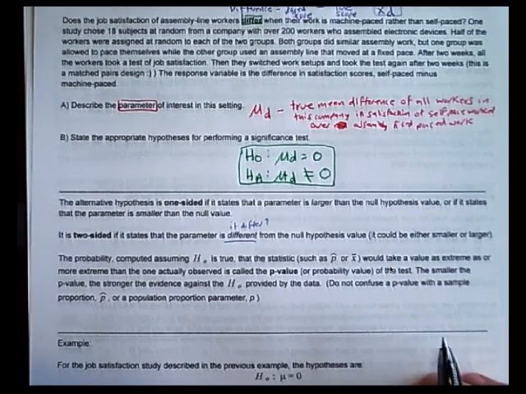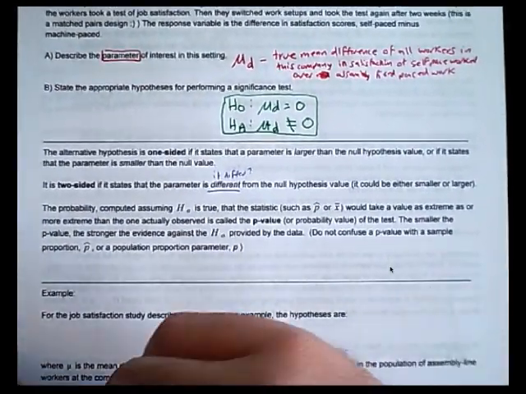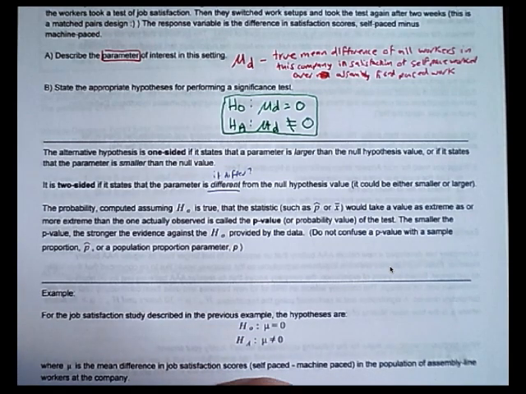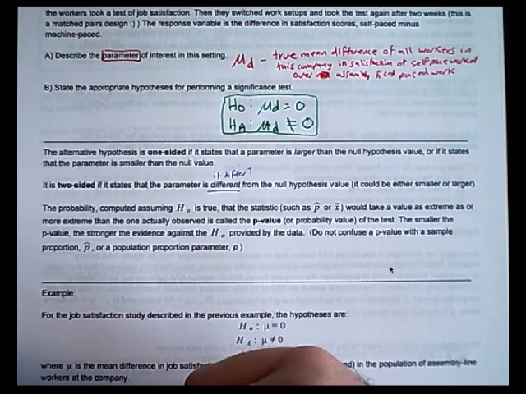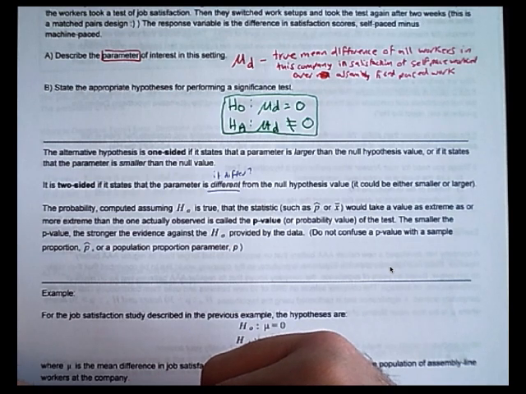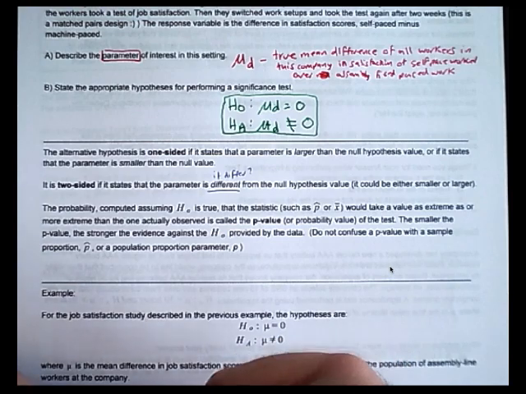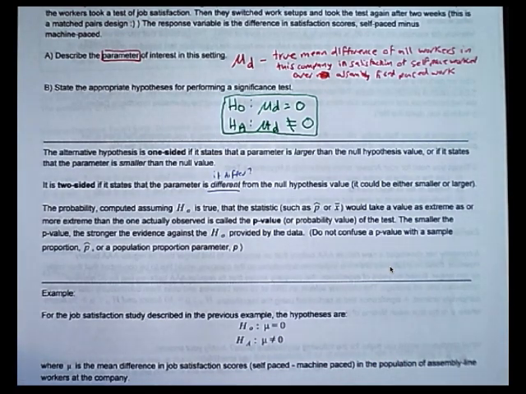All right, now let's keep going. It says the probability computed assuming that the null hypothesis is true, that the statistic, such as a p-hat or x-bar, would take a value as extreme as or more extreme than the one actually observed is called the p-value, or the probability value of the test. The smaller the p-value, the stronger the evidence against the null hypothesis provided by the data. Do not confuse a p-value with a sample proportion, which we call p-hat, or a population proportion parameter, which we would call rho. So let me try to explain what that means.